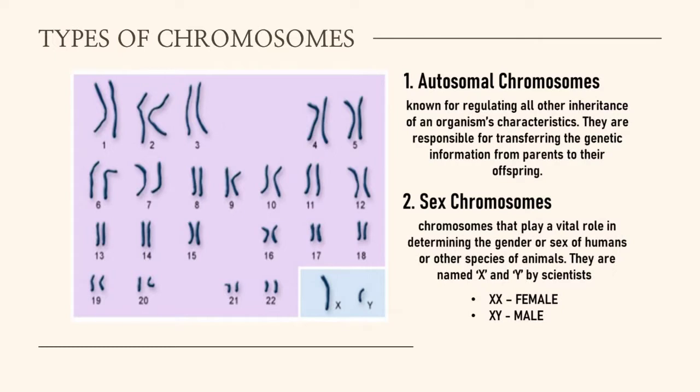Okay, next naman. We have here the sex chromosomes. Sex chromosomes are chromosomes that play a vital role in determining the gender or sex of humans or other species of animals. They are named as X and Y by the scientists, wherein in female we have here 2 sets of X chromosomes, and in male naman we have here 1 set of X chromosome and the other one is the Y chromosome. Okay, so that is the sex chromosomes in females and males.